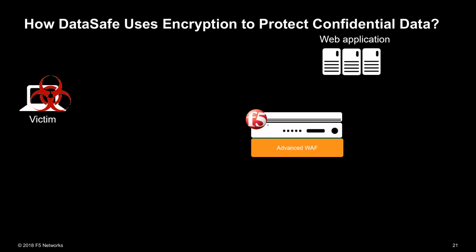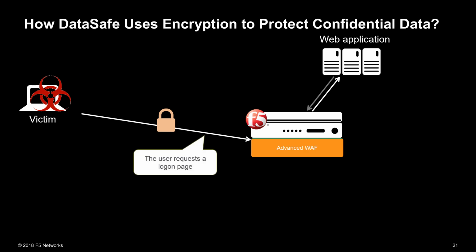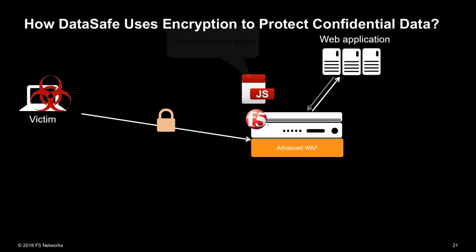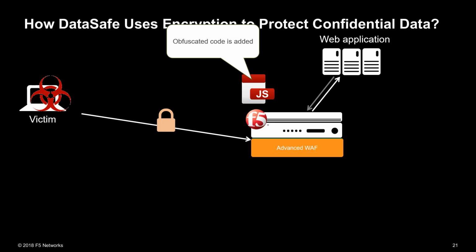Now, with DataSafe encryption, the process that the hacker follows is actually the same. It infects the victim with malware. The victim makes a connection to the application and requests a logon page. So for the user there is no difference. The web application shows again the login page. However, Advanced WAF will add something to this login page. It will add some JavaScript code.